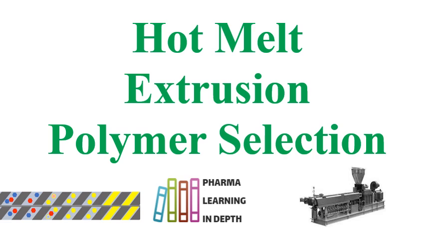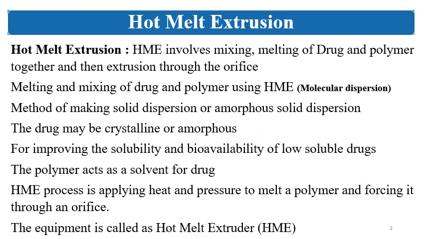Polymer is the key excipient in hot melt extrusion based formulations. HME involves the mixing and melting together of the drug and polymer, and then the melted mass is extruded through the orifice. The extrudates are formed, and those extrudates are milled and used to make the formulation. So your extrudates act as the intermediate for formulation.